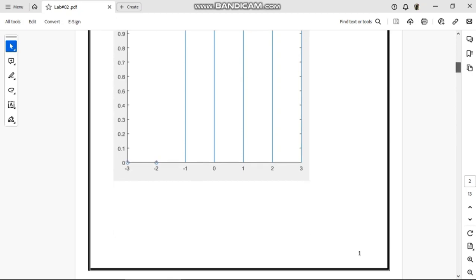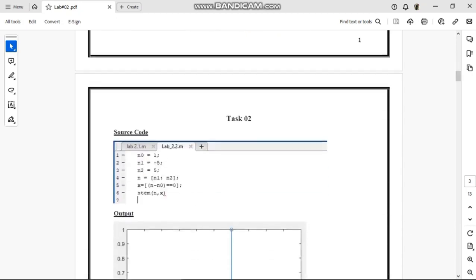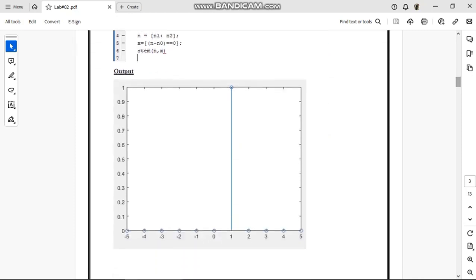Now moving on to task 2. Task 2 is the same as task 1. In this, just the values are being changed. At n0 we had defined the value of the axis, which is 1. N1 and N2 are the limits. Then again we have defined the value of the index and then used the stem command to plot the following signal. In output you can clearly see that the limits are from -5 to 5.